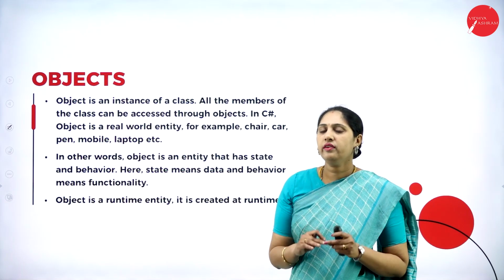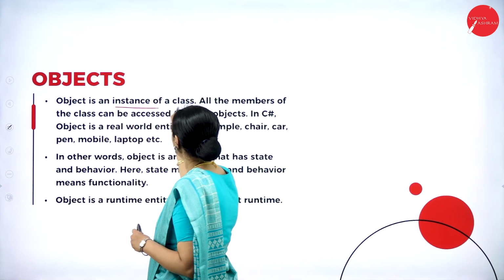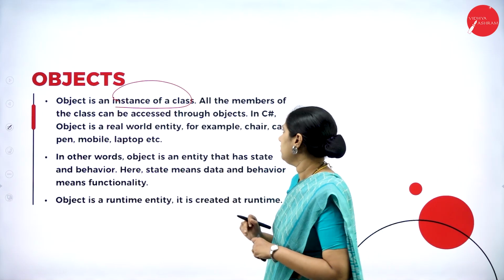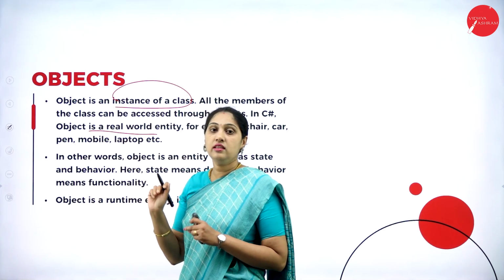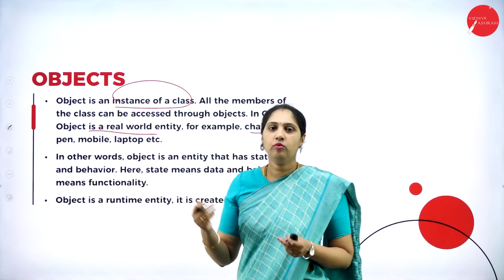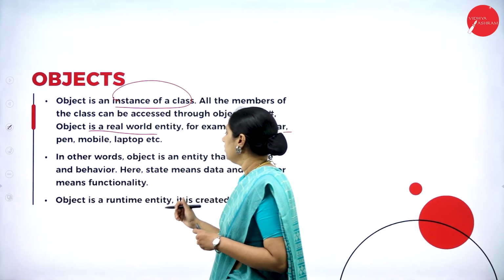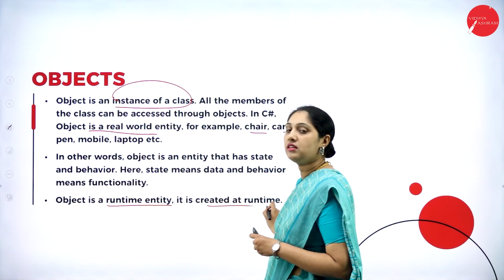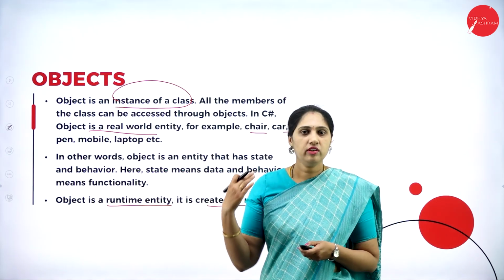Next. So once we have created a class, it's time to create object. So what is object? It is an instance of a class. So if class is a blueprint, then object is the instance of the class. So if I take object as a real world entity, what are the examples? The examples are chair, car, pen, mobile. Anything what you see around us is nothing but it is an object. So we also say object is a runtime entity. Why it is runtime? We create an object during runtime. Runtime is nothing but when we run the program.